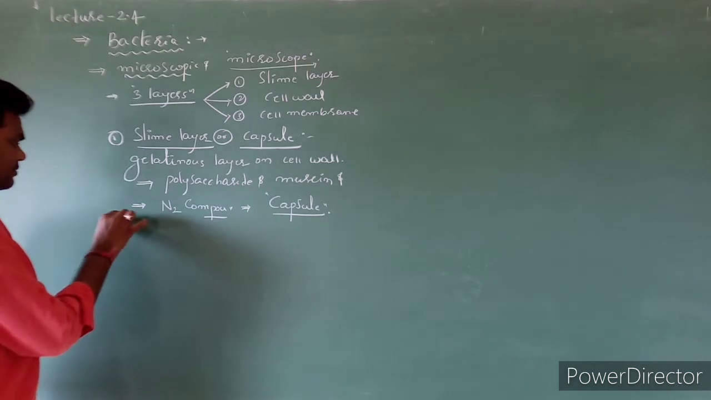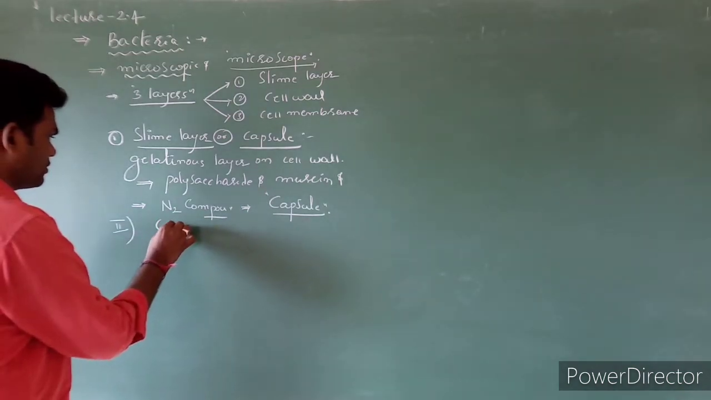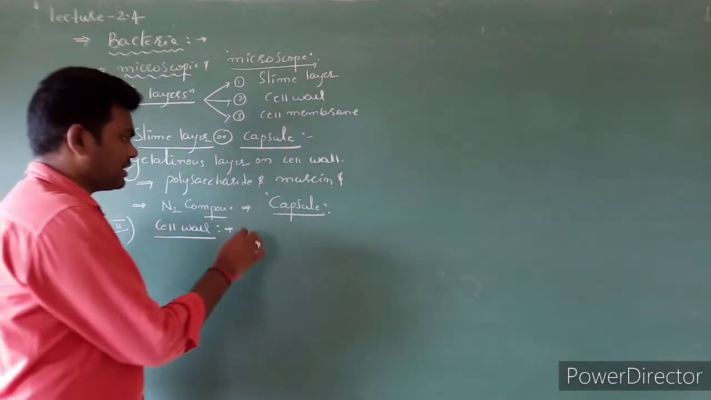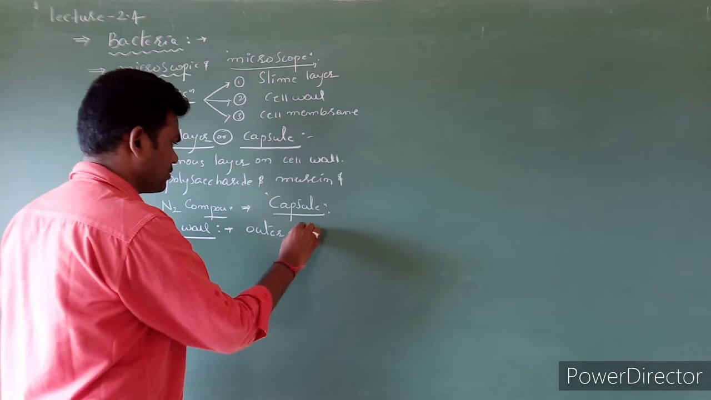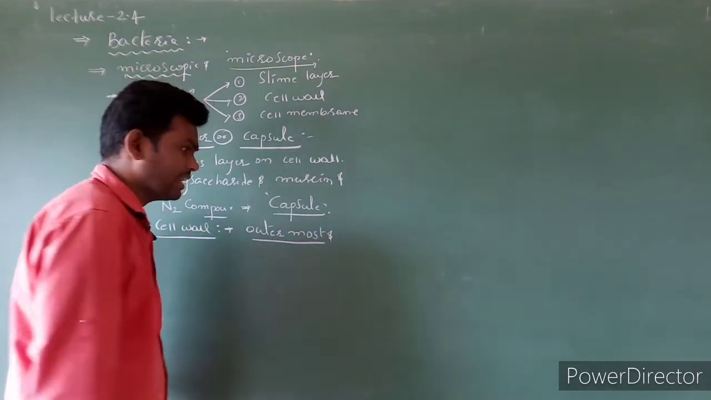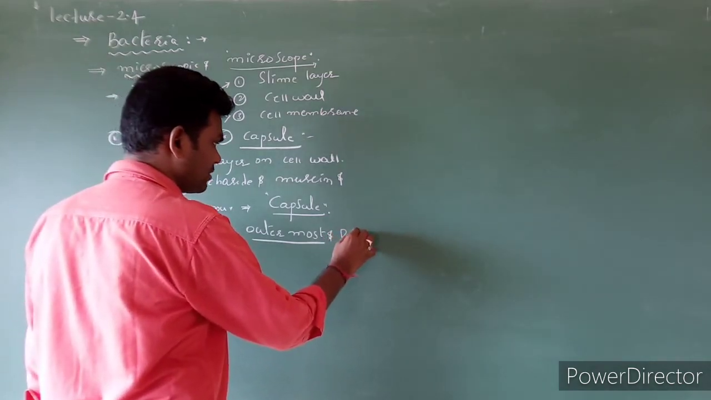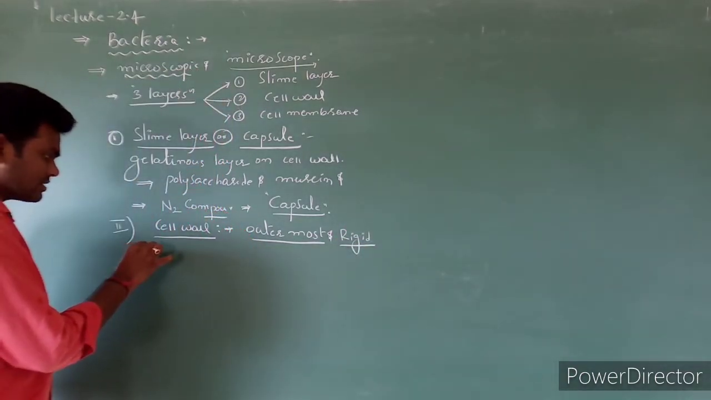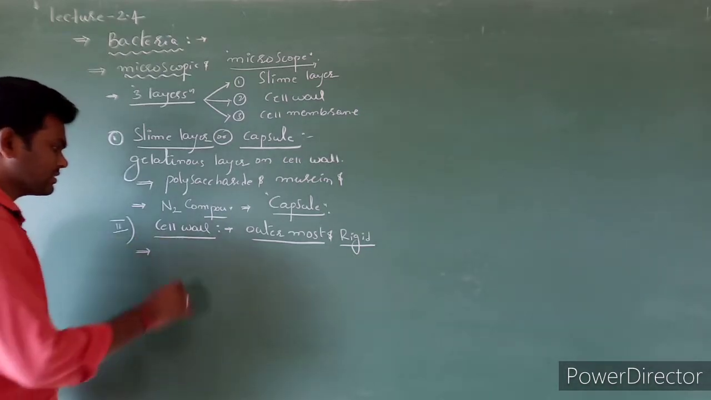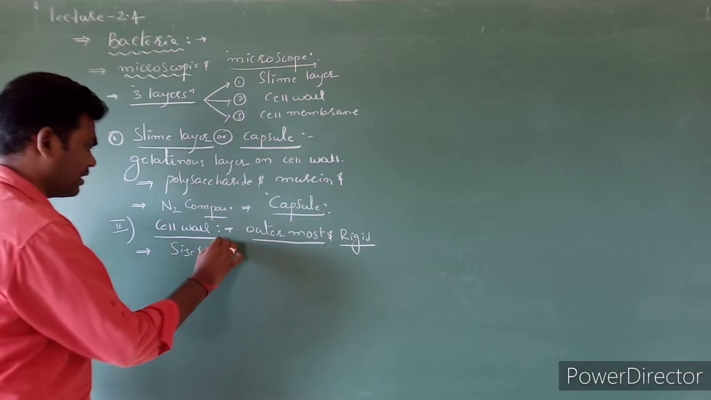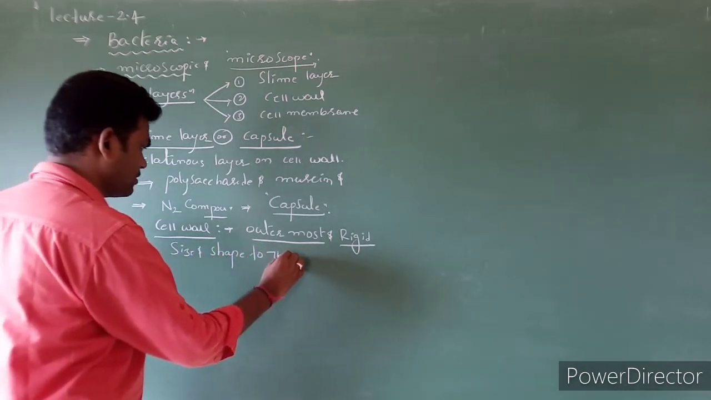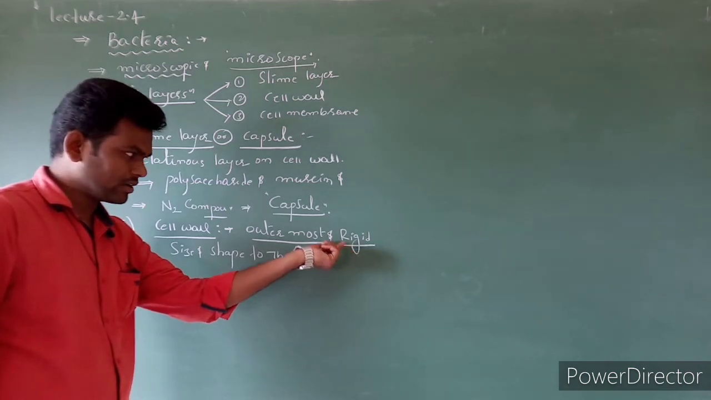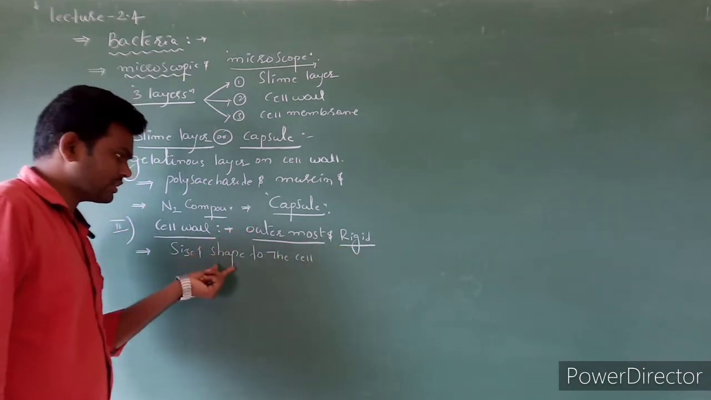Next one is the cell wall. We know that the cell wall is the outermost layer. It is rigid in nature. Due to the stiffness or rigid nature of the cell wall, it gives the particular size and shape to the cell. Actually, this is the main function of the cell wall. So that's why it gives the particular shape to the bacteria.